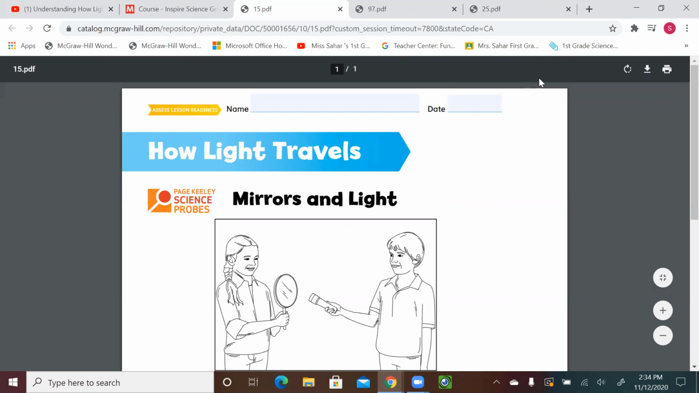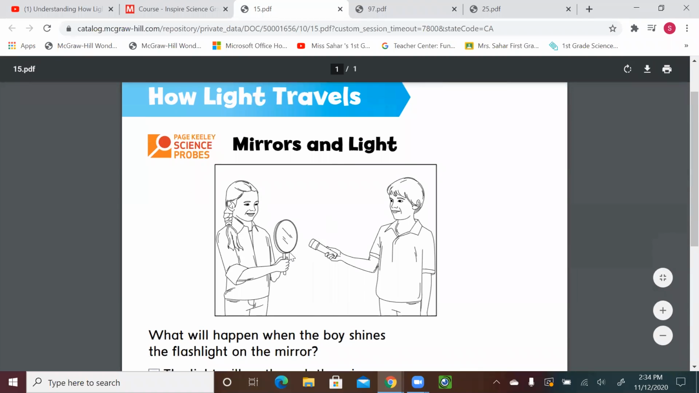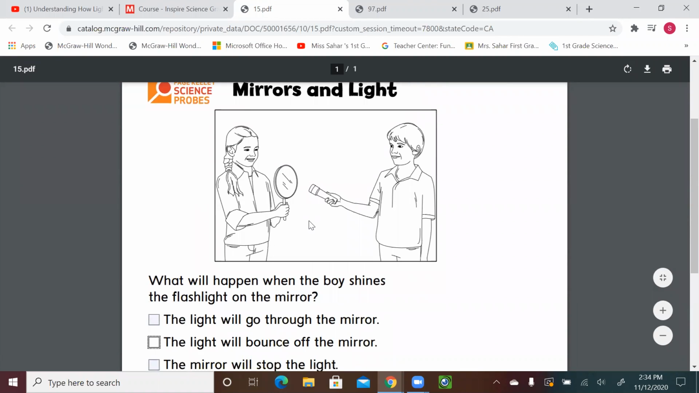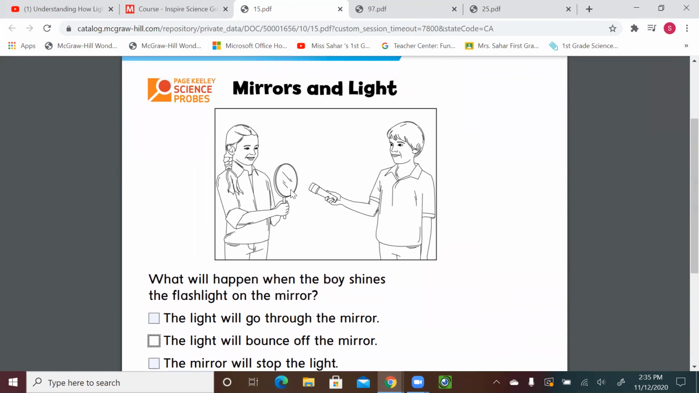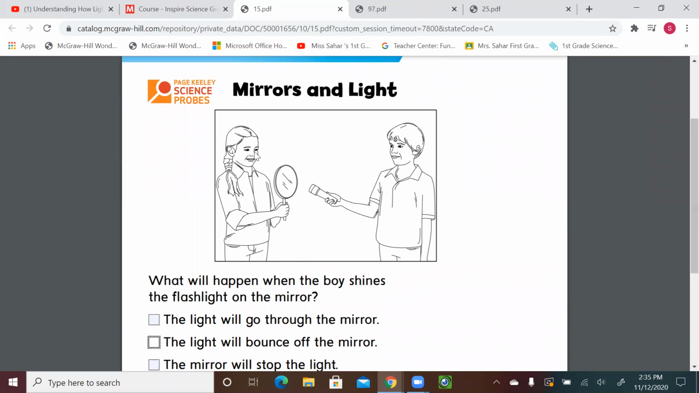Alright, light travels in waves. The waves hit an object and either travel straight through or bounce off. So we know light can travel straight through, like a clear window, or bounce off, like in our experiment using a mirror. Of course, it depends on the material the object is made of. So let's read page 62.